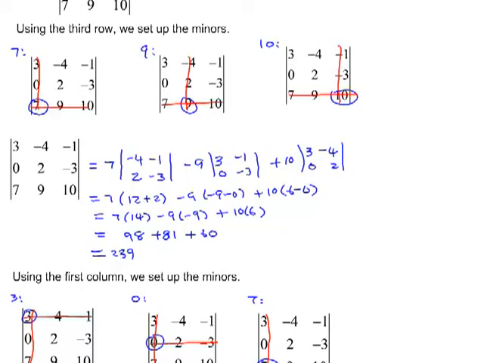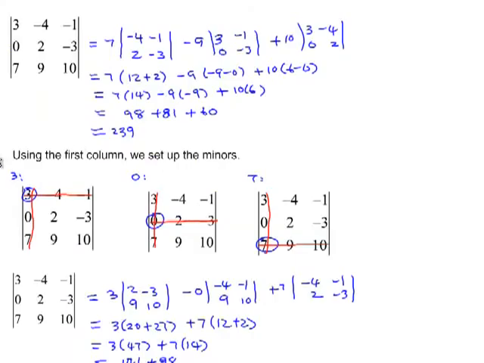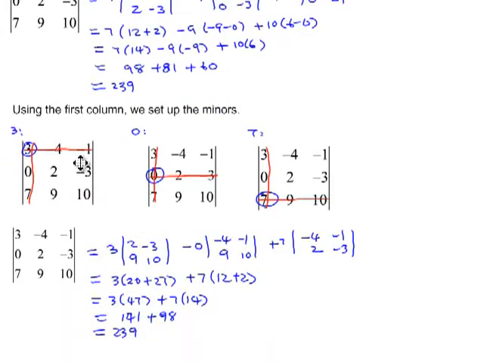Okay. But of course, you should try using a column. Say using the first column. Let's set up the minor. In the first column you have 3, 0, 7. So for 3, the minor, cross out first row, first column, you get 2, 9, negative 3, 10. For 0, cross out the first column, second row, you get negative 4, 9, negative 1, 10. Cross out the first column, last row, you get negative 4, 2, and negative 1, negative 3, which will be the minor for 7. Signs: plus, minus, plus. So you have 3 is a plus, 0 is a negative, and 7 is a plus.